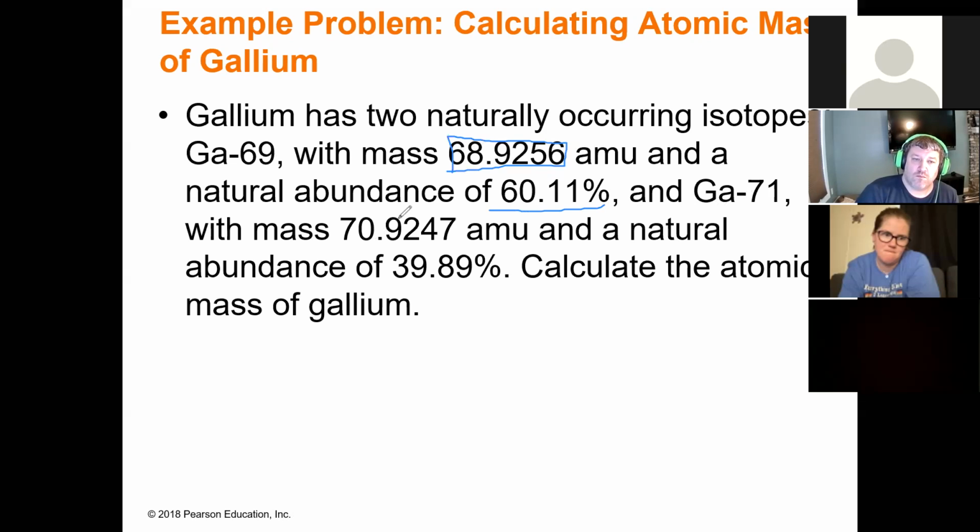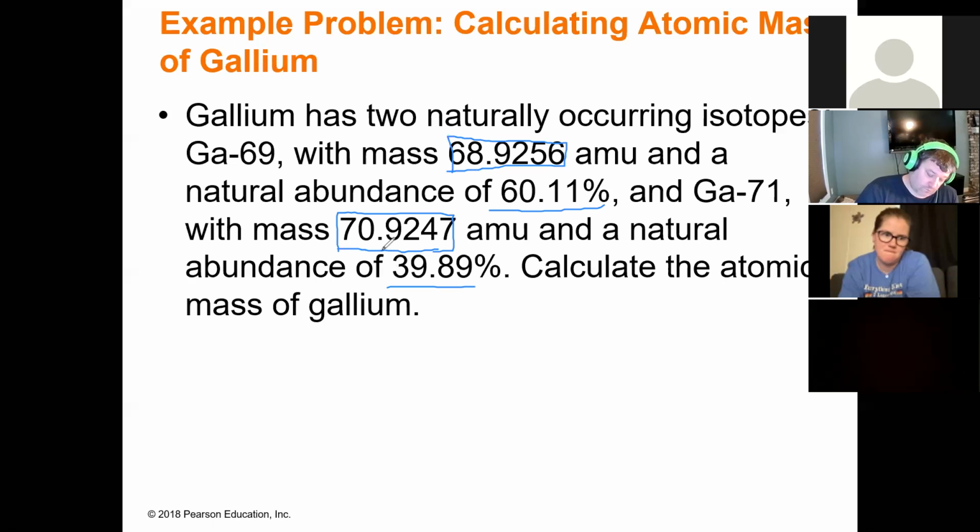Then we have gallium-71, which actually has a mass of 70.9247. So we're going to definitely want to use that value. And its natural abundance is the remaining 39.89%. Calculate the atomic mass of gallium.